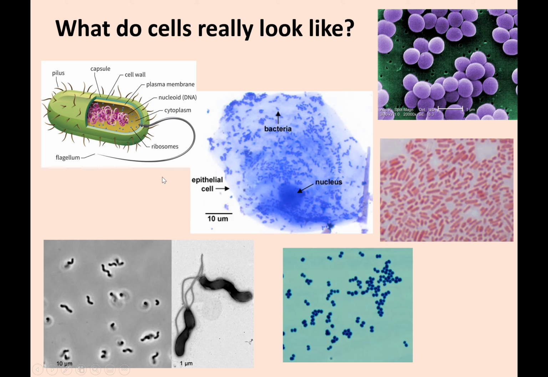All right, so I just wanted to show you, what do cells really look like? These are prokaryotic cells. Here is a cheek cell, and you've got the nucleus right there, and all of these little dots are bacteria. This is light microscopy. This is light microscopy. This is light microscopy.